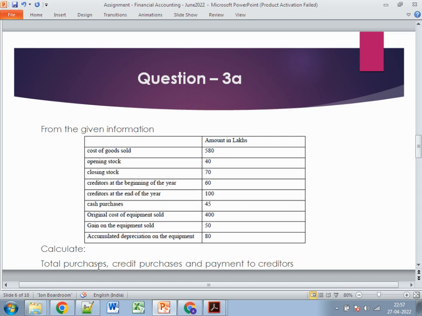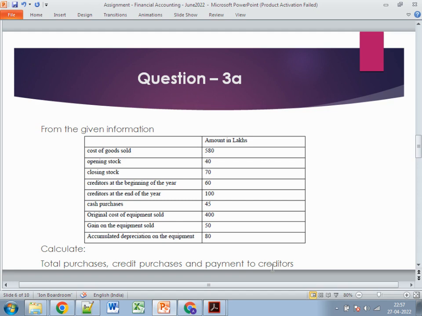So if you see, all these things are linked to each other, right? Total purchases you need to calculate first. Once you calculate the total purchases, it will be used in the credit purchases. Once you calculate the credit purchases, then it will be used in the payment to creditors, right? So explaining these things once again. How will you calculate the purchases? The total purchases will be COGS minus opening stock plus closing stock. I have just simplified this. So it will be 580 minus 40 plus 70, right?